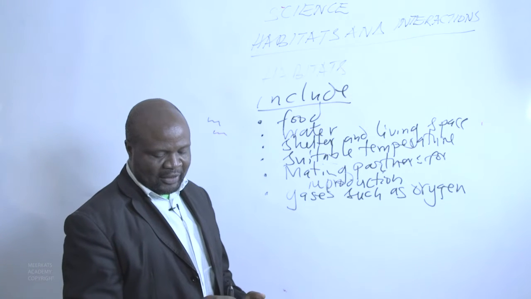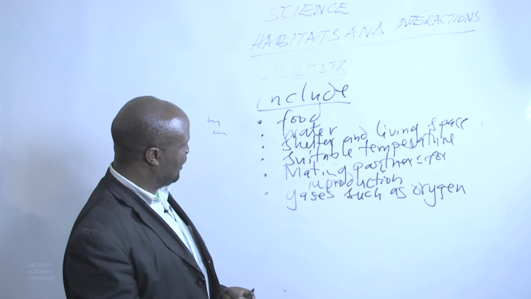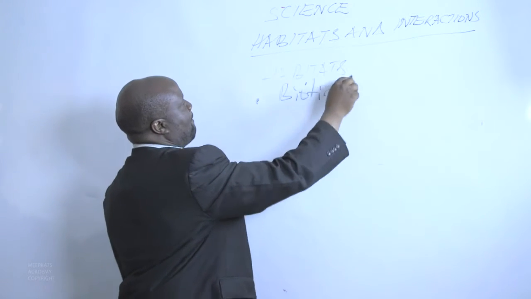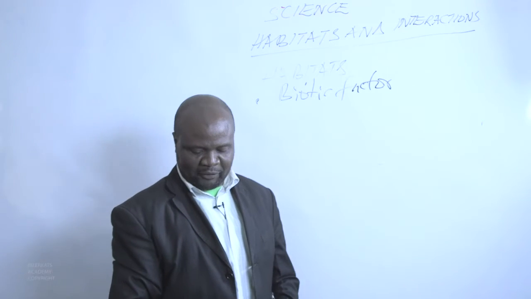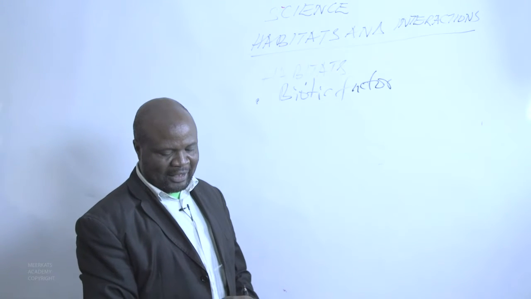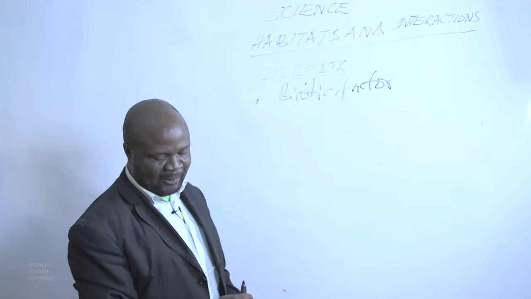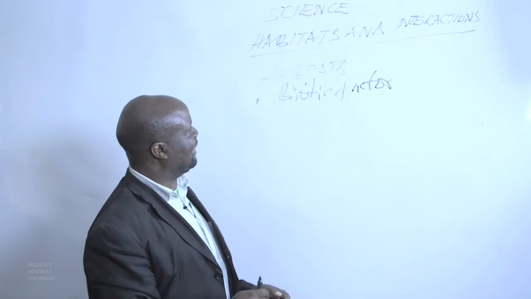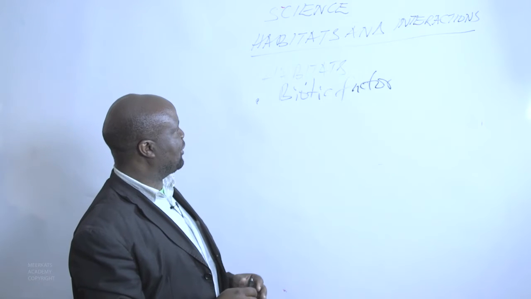The needs of a living thing can be divided into two. These needs can be divided into two as follows. We have biotic factors. And when we talk of biotic factors, this includes living factors that include partners of mating, organisms to eat, and organisms they may compete with for food and shelter. So such organisms that are available in such an environment are biotic factors.